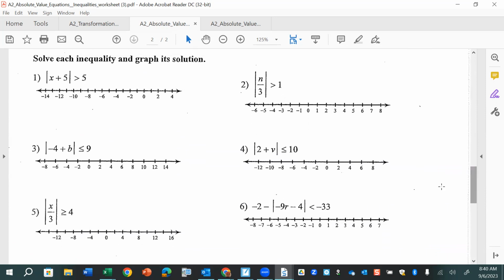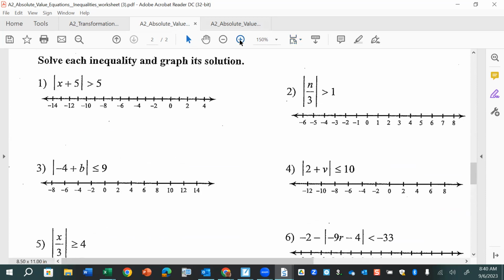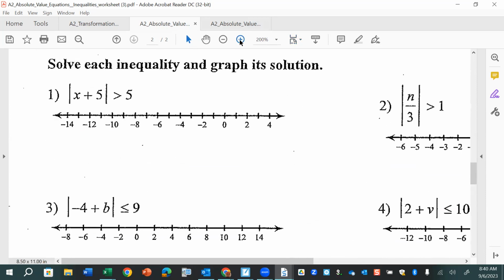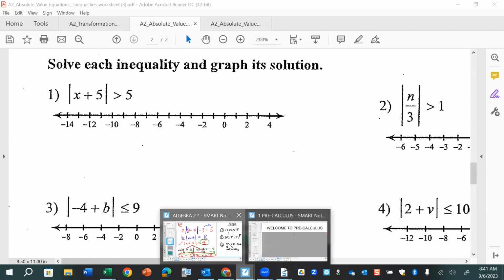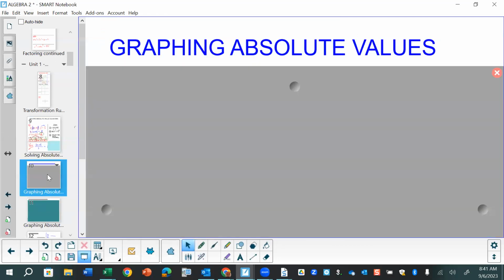So here we are, backside. You're going to handle this like the greater than, less than isn't even there. Okay. So I guess I need to give you some steps. Let's go back to here. All right. Part two of notes. Graphing absolute values.